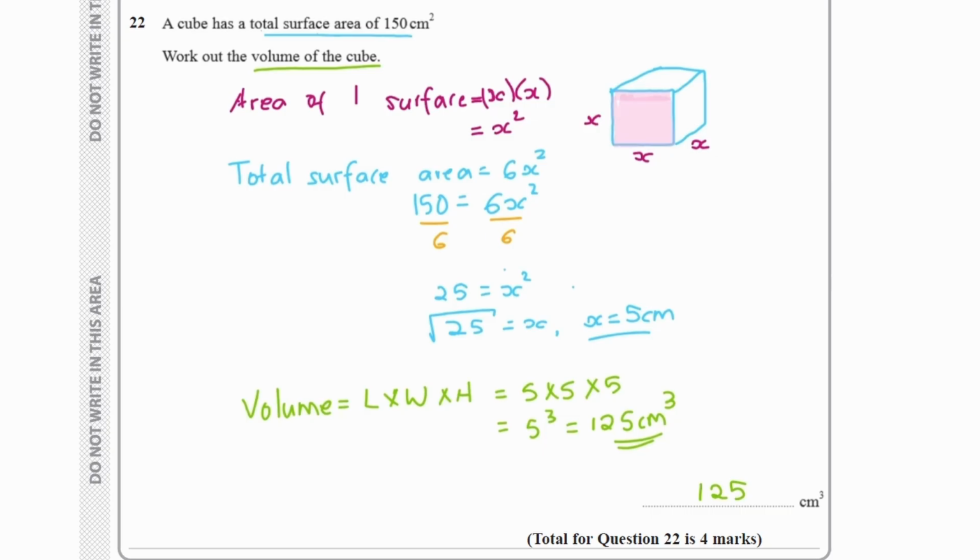This was a 4-mark question, and we would be given 1 mark for knowing how to form an expression for the total surface area, another mark for finding the correct value for the length, a 3rd mark for knowing how to find the volume of the cube, and the final mark for getting the correct answer for the volume.